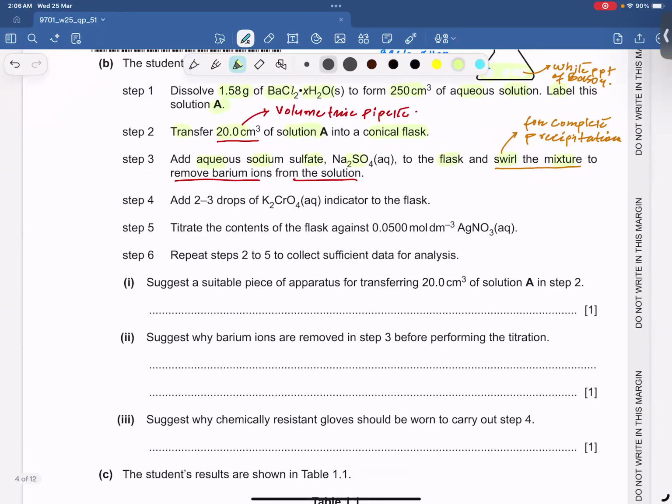Add 2 to 3 drops of potassium chromate indicator to the conical flask. All right. Titrate the contents of the flask against 0.5 mol per dm cube silver nitrate. Obviously, this silver nitrate has to be in the burette.